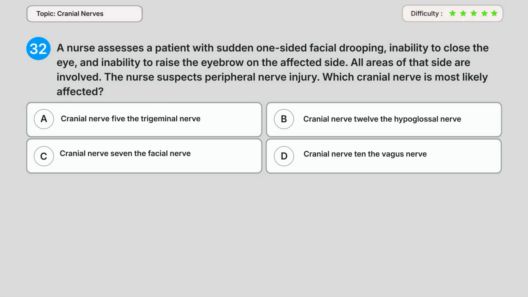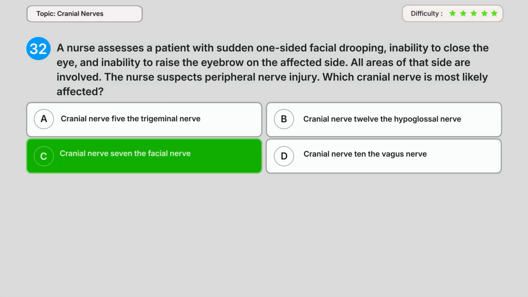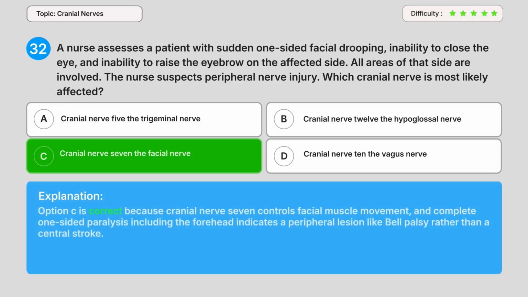Correct answer. C. Cranial nerve 7, the facial nerve. Explanation. Option C is correct because cranial nerve 7 controls facial muscle movement, and complete one-sided paralysis, including the forehead, indicates a peripheral lesion, like Bell palsy rather than a central stroke.